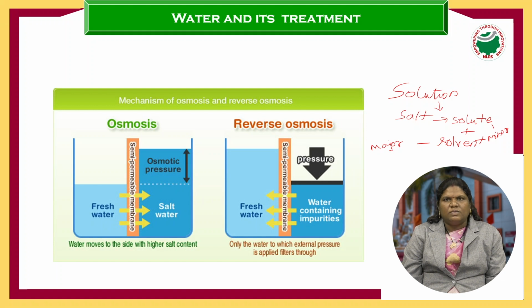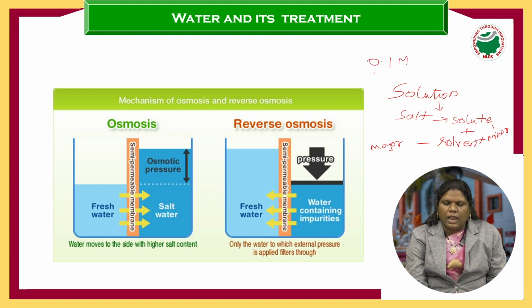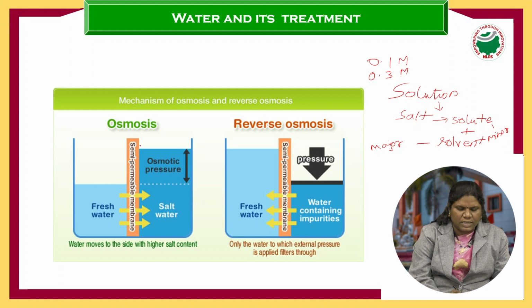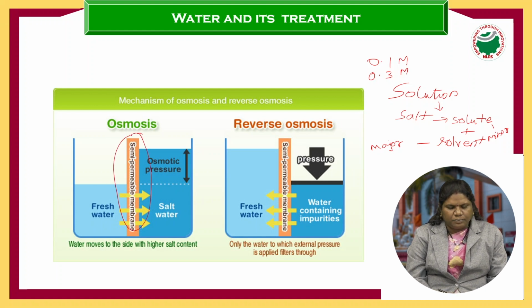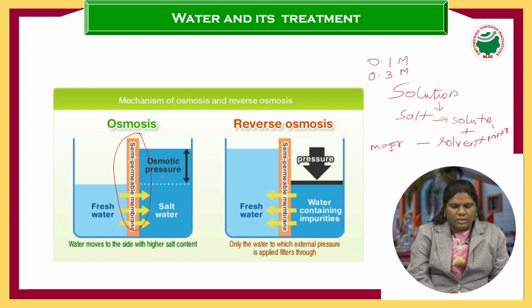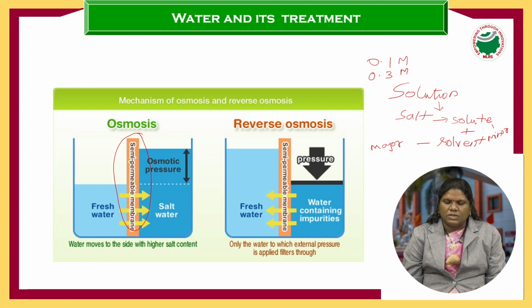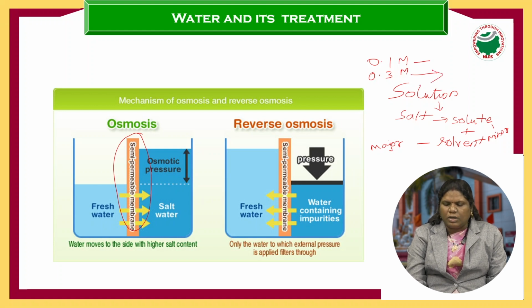Like this, in osmosis we take two different concentrations. For example, salt solutions of 0.1 molar and 0.3 molar concentrations are separated by a semi-permeable membrane. We can see in the picture the semi-permeable membrane, with fresh water and salt water, two different concentration solutions. The water will move from the lower concentration side, the 0.1 molar side, to the 0.3 molar concentration side.